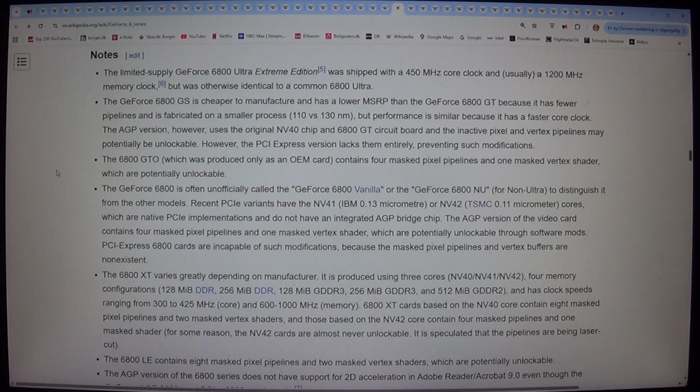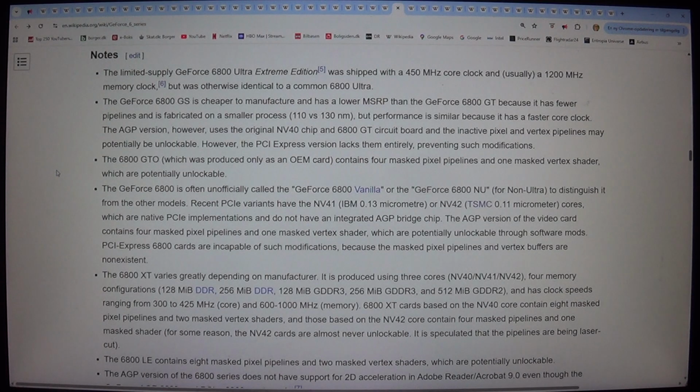6800 Go: NV41M, 300, 312, 256 bit. 6800 Go Ultra: NV41M 0.13u/NV42M 0.11u, 450, 612, 256 bit. 6800 XE: NV44, 275/300, 325, 266, 358, 128 bit. 6800 LE: NV40, 300, 358, 4, 256 bit.